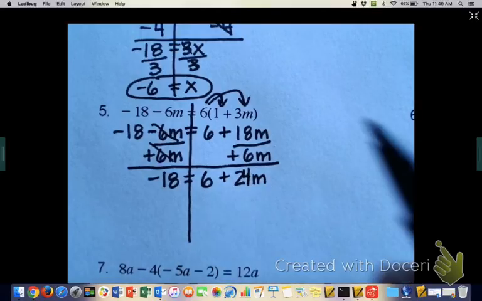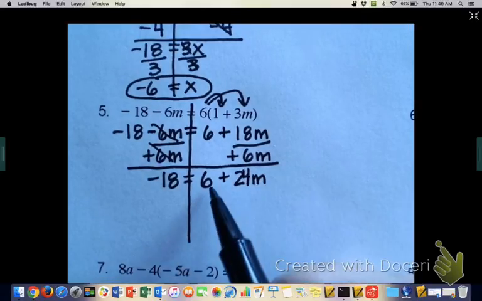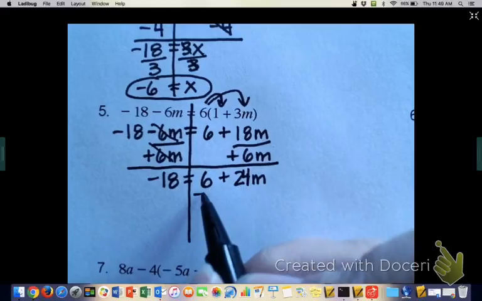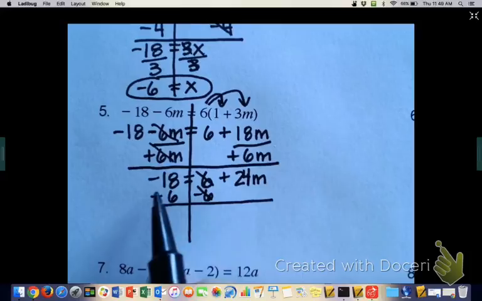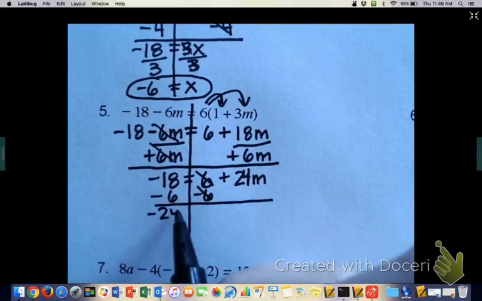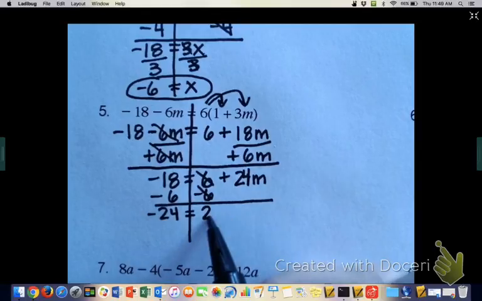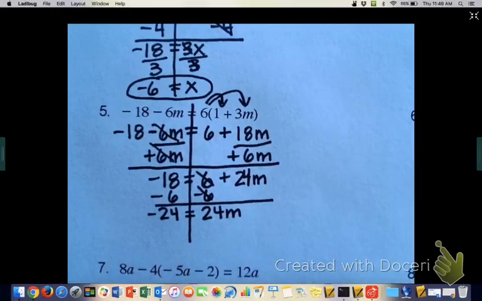All right, we got to get everything away from our variable, so we got to get rid of the 6. It's positive, so we're going to subtract it. Negative 18 minus 6 more is negative 24. Bring down your positive 24m over here, and the last step is divide by whatever is exactly next to your variable, 24, so divide by 24. M equals negative 24 divided by positive 24, which again is negative 1.